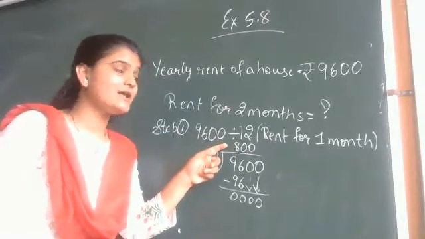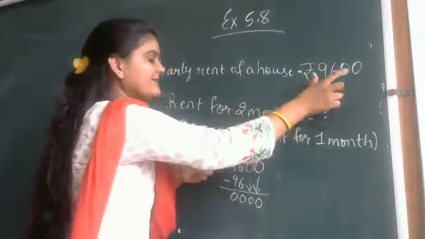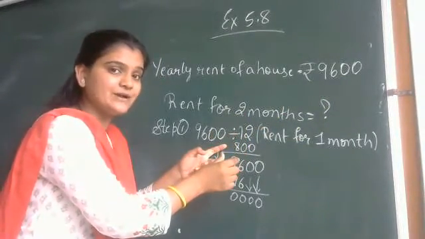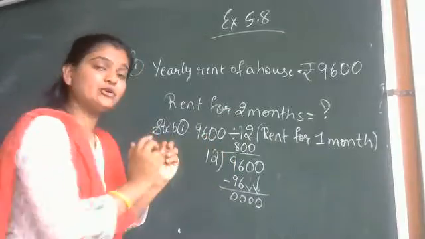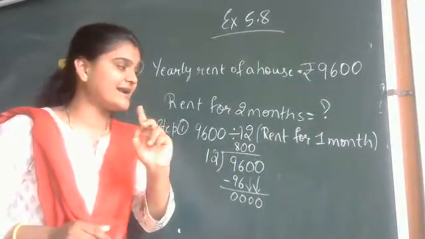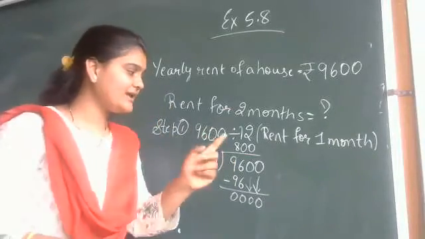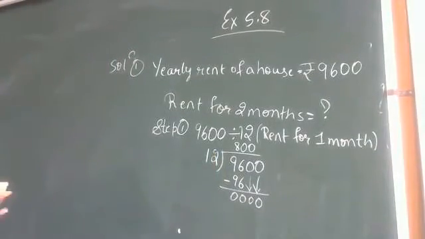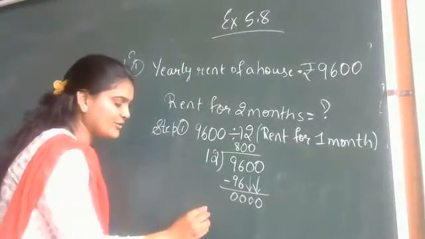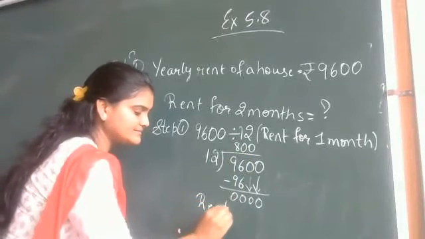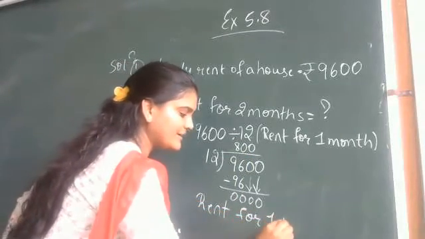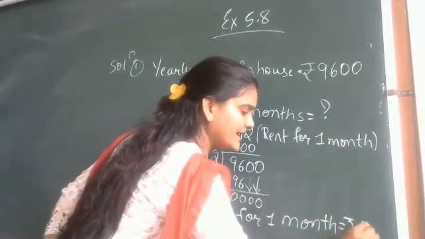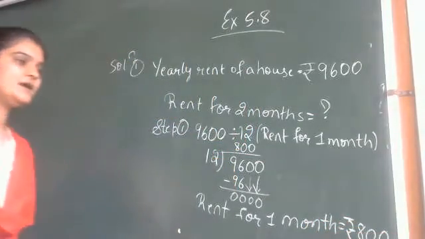How did we calculate? Total rent divided by 12 months. So what will happen if you divide it for 12 months? You will get the rent for 1 month. So 800 is what? It is the rent for 1 month. Yes, very good. So rent for 1 month is equal to 800.